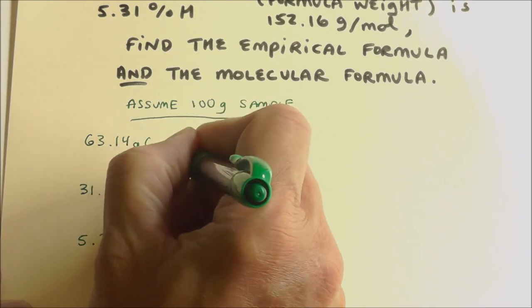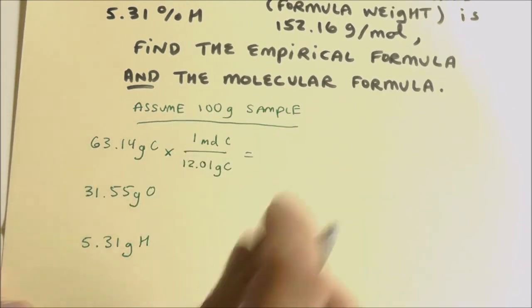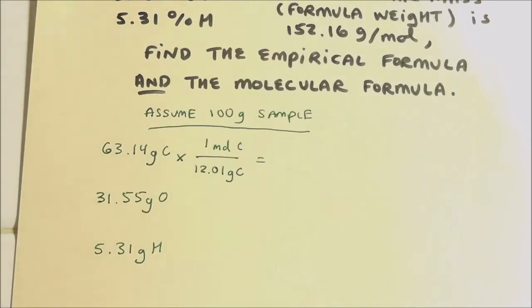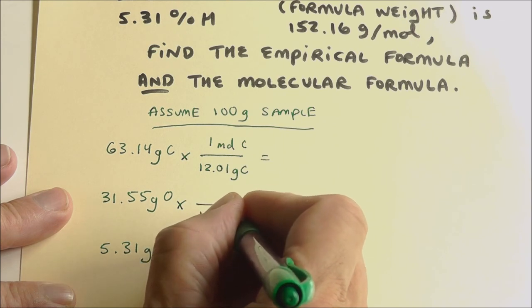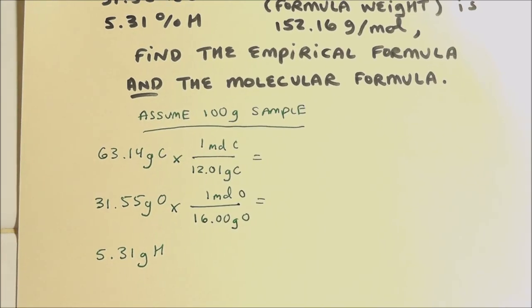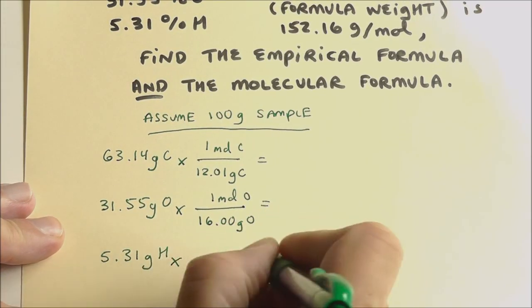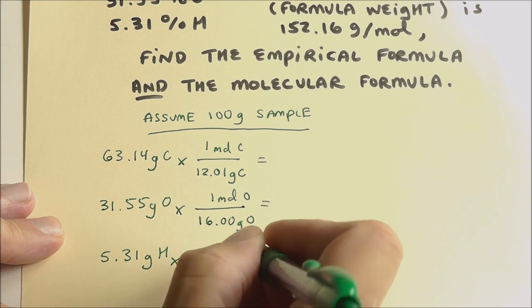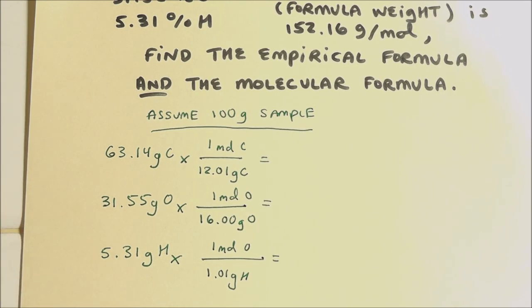So carbons, once again, looking in your periodic table, 12.01 grams of carbon is 1 mole of carbon. I've already looked up oxygen is 16. No, we didn't. Last time it was a nitrogen, my bad. 16 grams of oxygen, 1 mole oxygen. Oxygen, 16 even. Hydrogens were in the last example. 1.01 grams of hydrogen, 1 mole hydrogen. And so 63.14 divided by 12.01.